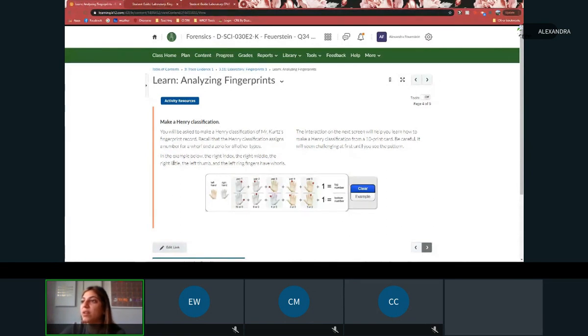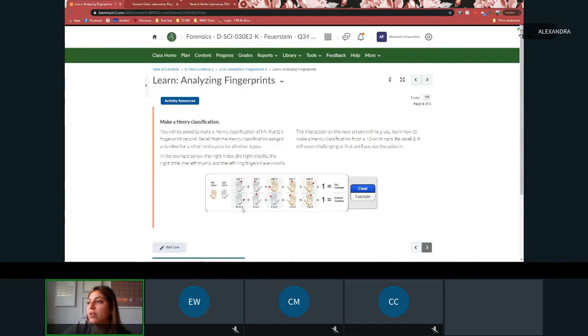So you'll be asked to make a Henry classification of Mr. Kurtz's fingerprint record. Recall that Henry classification assigns a number for a whirl and is 0 for all other types. In the example below, the right index, the right middle, the right little, the left thumb, and the left ring fingers have whirls. So it's either you got it or you don't. You either have a whirl or you don't. And then depending on which pair, it's going to give you a specific value.